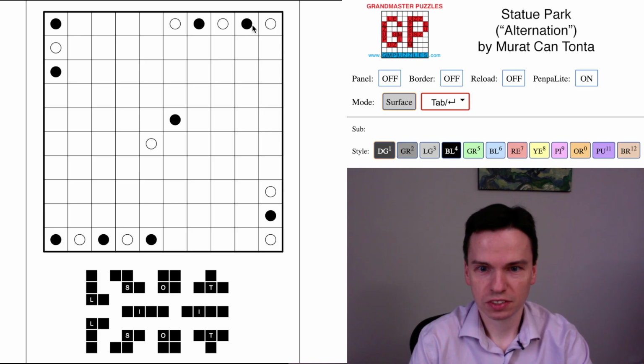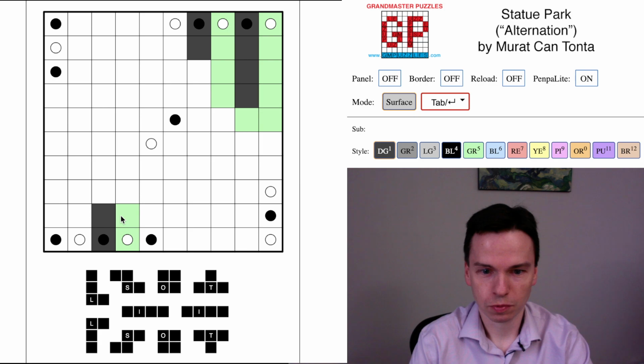So here to solve this Statue Park by Murat and Tonta. It's got an antisymmetric theme with alternation going on, and one of the things we'll see quite quickly is that the way these white cells come out from these groups, we immediately get the 2 I tetrominoes formed, which means that these other groups that are starting to come out can't be I's.